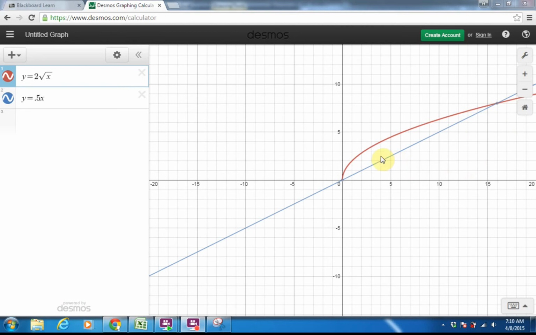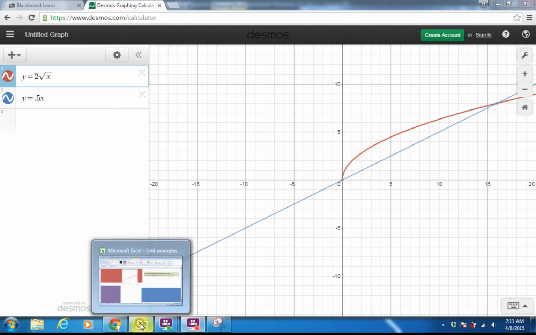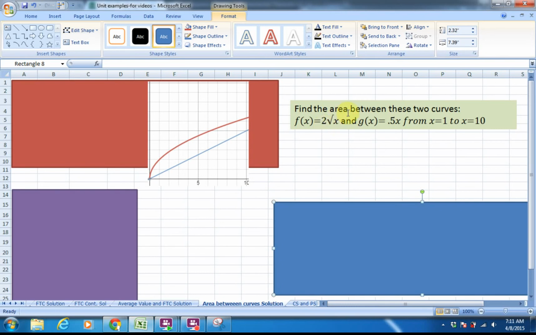So what we want to do is find the area that is surrounded or contained by these two curves, and we're going to look at it really just from 0 to 10. You can see that even if we just counted those blocks, we would be able to come up with an approximation. But let's go to Excel, where I've given you some words. I've said find the area between these two curves, and we want to go from x = 1 to x = 10.